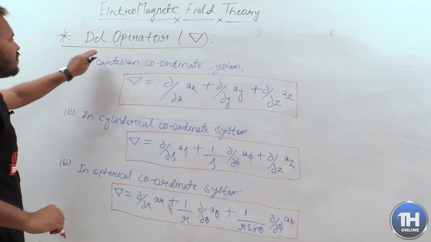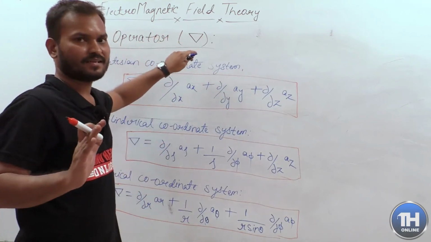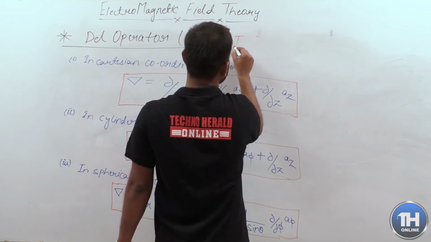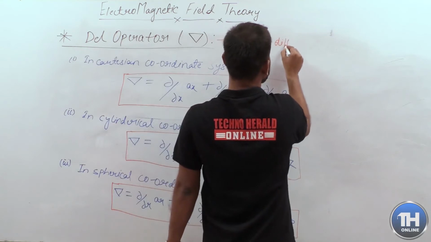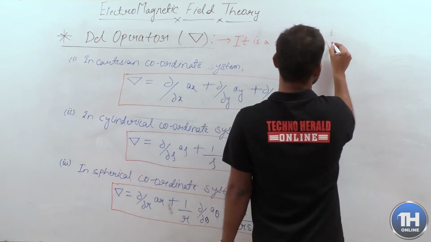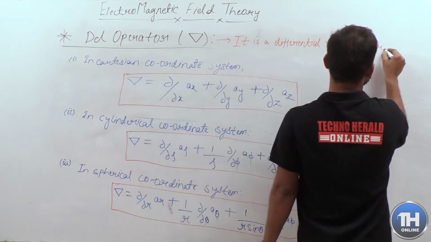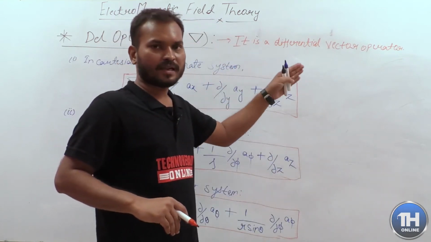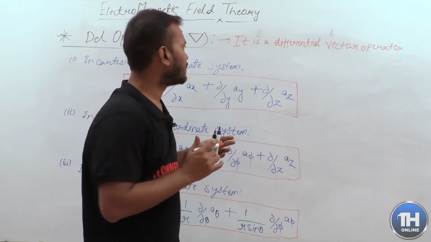Actually, what does the delta operator denote? It is a differential vector operator. तो इसका काम क्या है? When this operator operates on any scalar quantity, a vector will get generated.